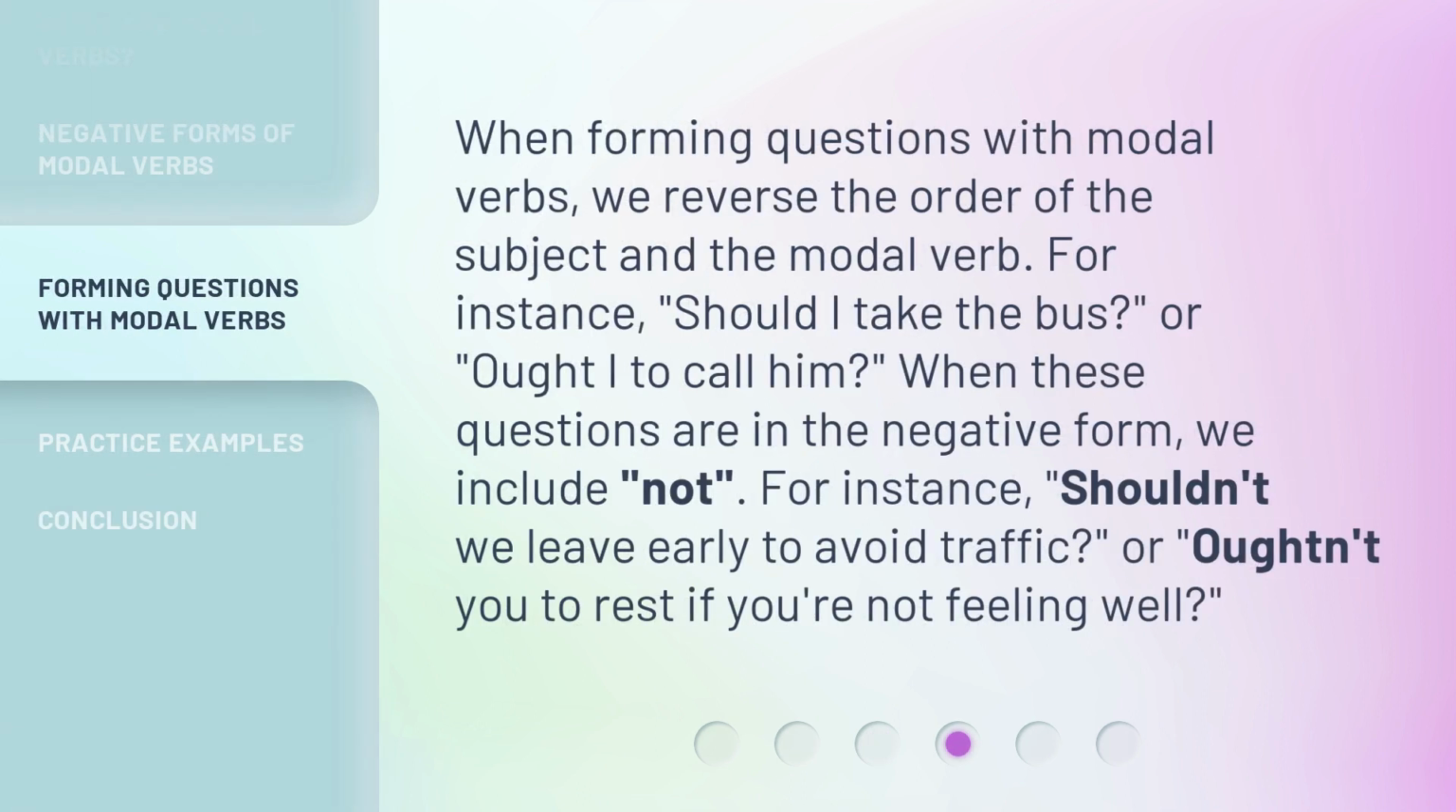When forming questions with modal verbs, we reverse the order of the subject and the modal verb. For instance, should I take the bus? Or ought I to call him? When these questions are in the negative form, we include not. For instance, shouldn't we leave early to avoid traffic? Or oughtn't you to rest if you're not feeling well?